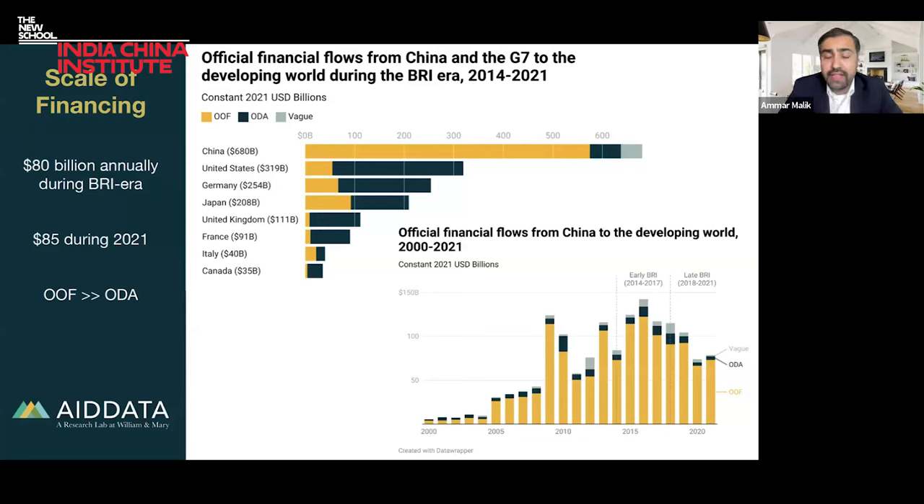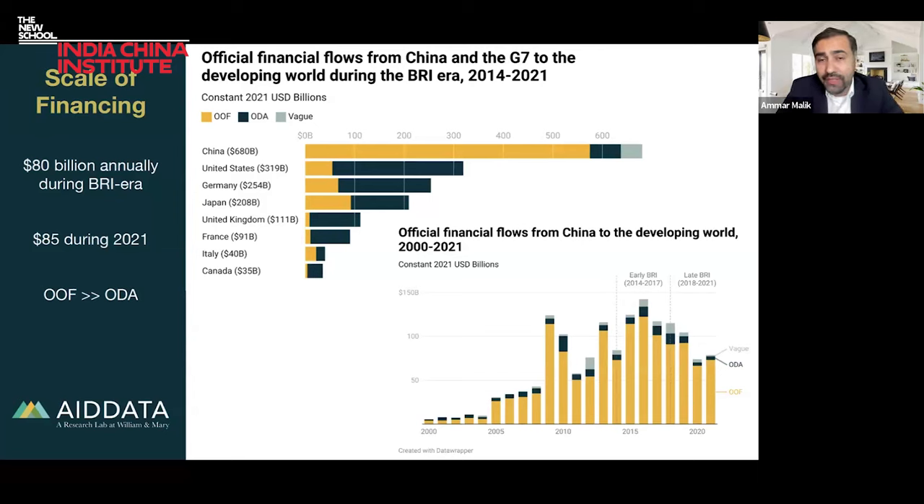OOF, on the other hand, is other official flows. These are loans that can be either a little bit concessional or not concessional at all, so commercial lending style. And you will see that China is still overall, if you look at the total picture, hovering at around $80 to $85 billion.